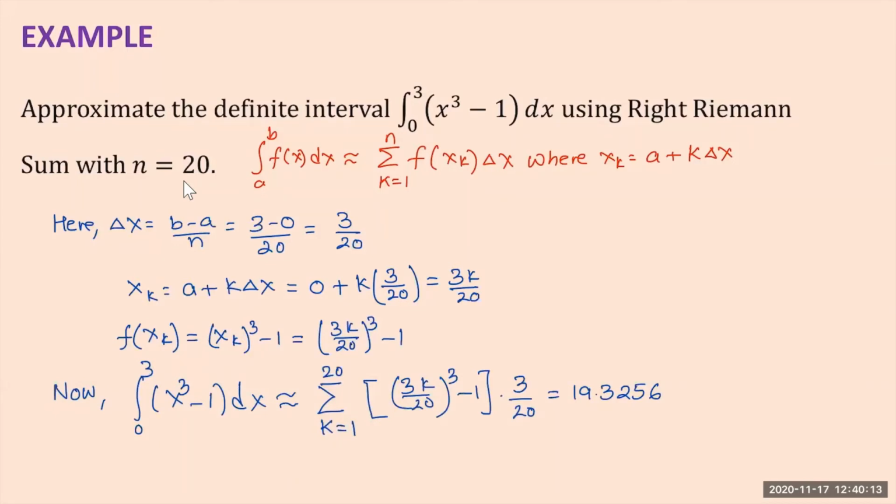In general, when n is infinitely large, if you make infinitely many subintervals, in that case, the approximate value will be equal to the exact value. Or we can say when n is infinity, you'll be able to find the exact value of the definite integral using the Riemann sum.